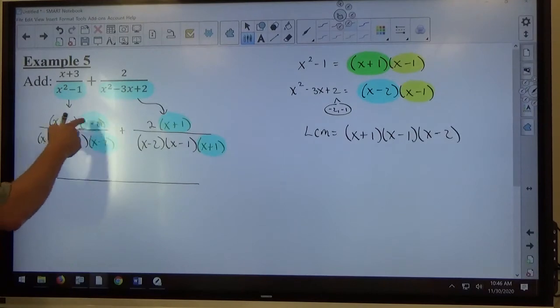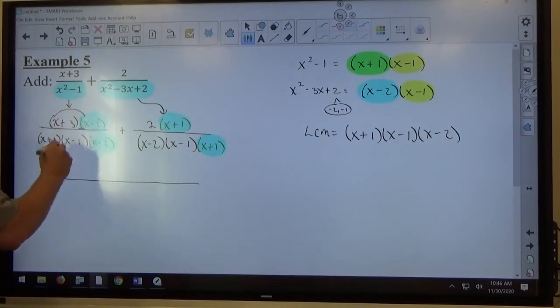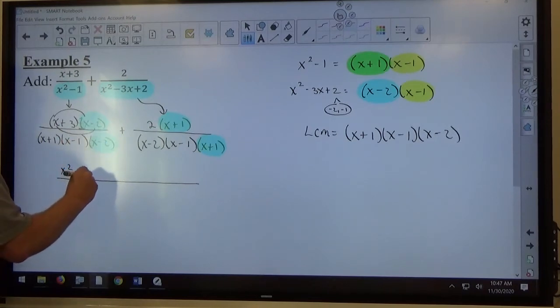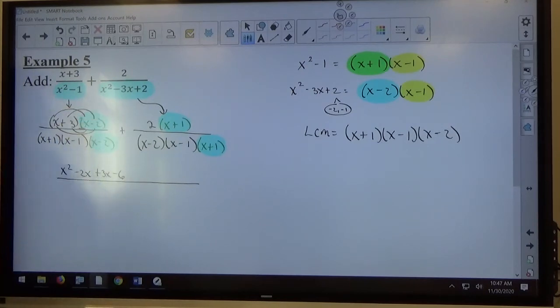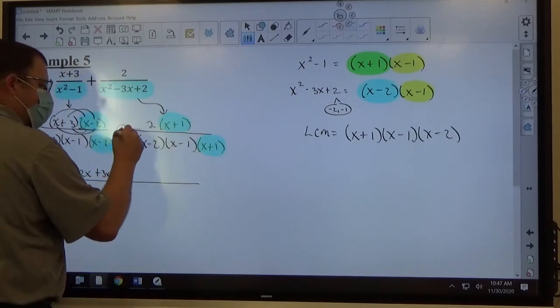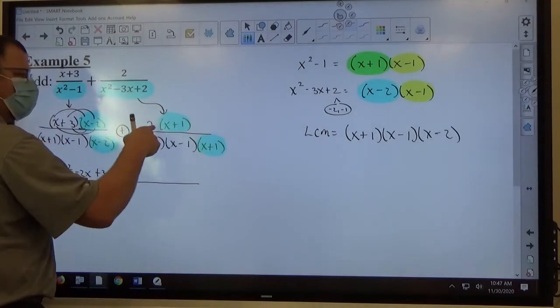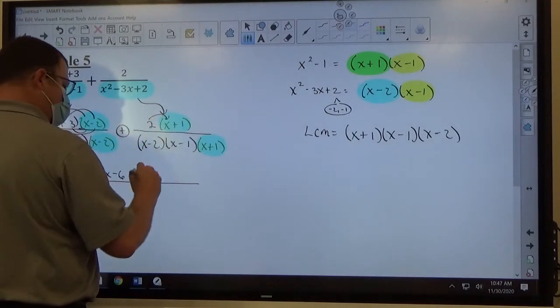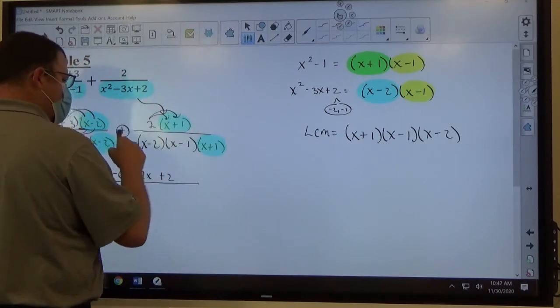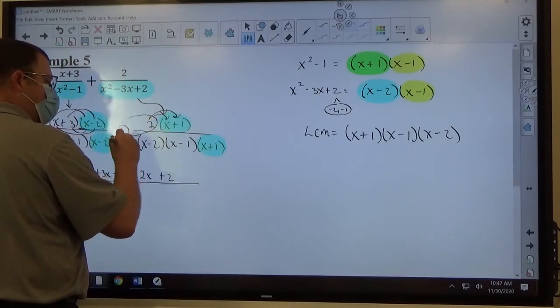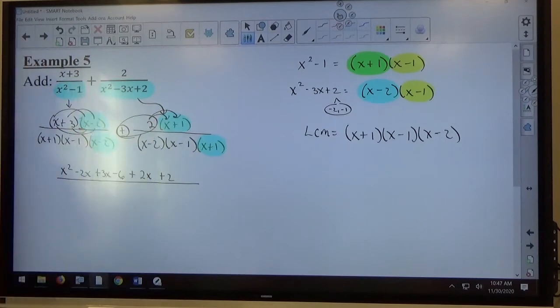So I've got a binomial times a binomial. x times x is x². x times negative 2 is negative 2x. 3 times x is positive 3x. 3 times negative 2 is negative 6. That's being added, so plus, and then this is 2 times (x + 1). 2 times x is 2x, and positive 2 times 1 is positive 2. Again, this positive is attached to that 2 that's being distributed through.